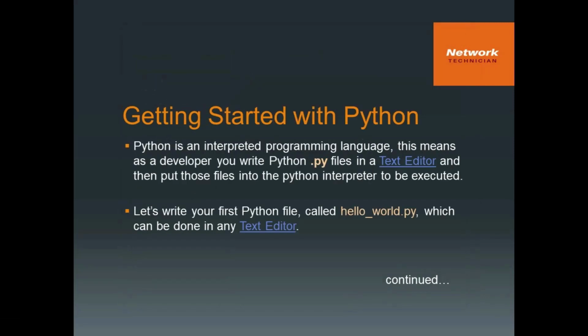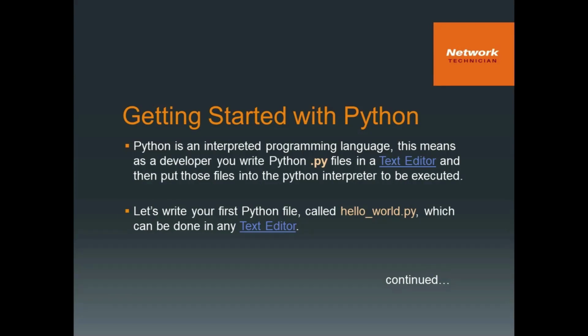Now run some code to check how Python works. As you know, Python is an interpreted programming language. This means as a developer you write Python code and save files in a text editor with a .py extension, and then put those files into the Python interpreter to be executed.